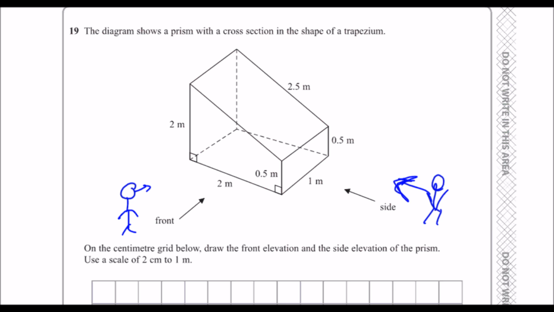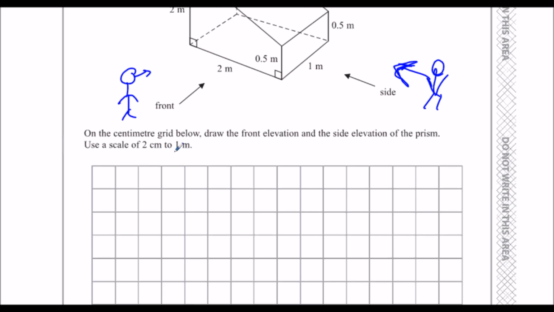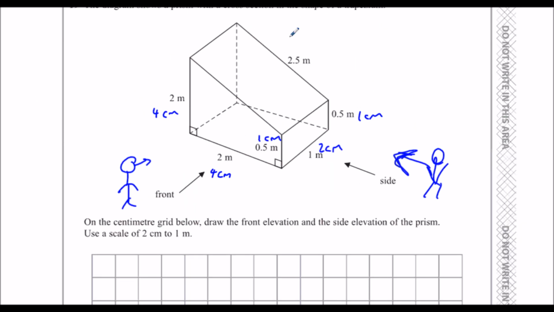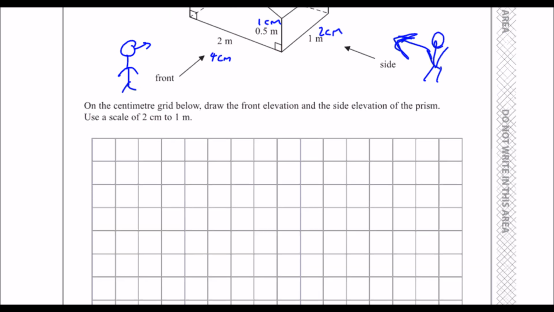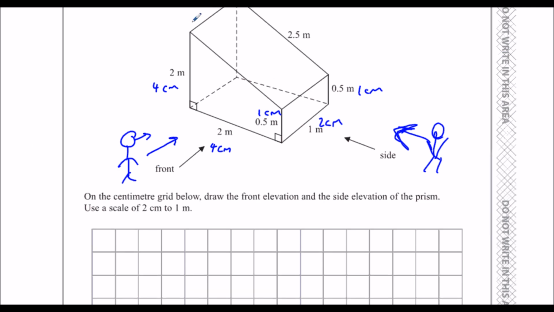So the front elevation. Use a scale of 2 centimeters to 1 meter. So we're going to double all of these, aren't we? So this will be 4 centimeters and 4 centimeters and 1 centimeter, 2 centimeters, 1 centimeter, and we don't really need to know the diagonal, so I'll leave that one. So from the front, standing over here, looking in this direction, what can you see? So it goes along 4 centimeters, along 2 meters, along 4 centimeters.